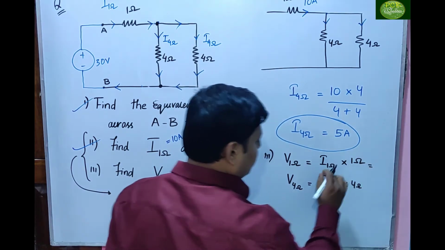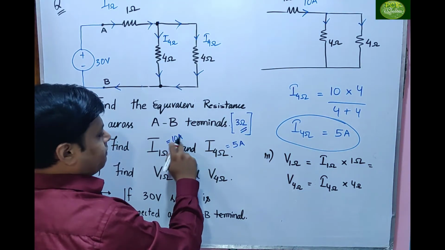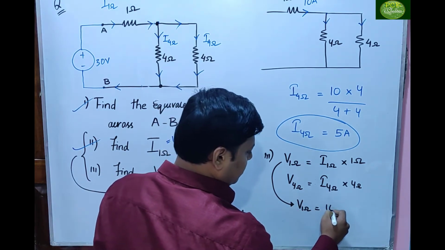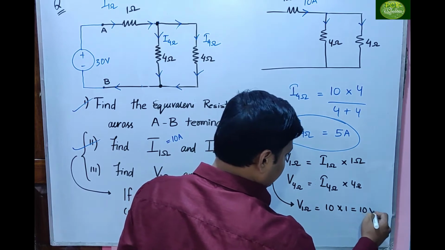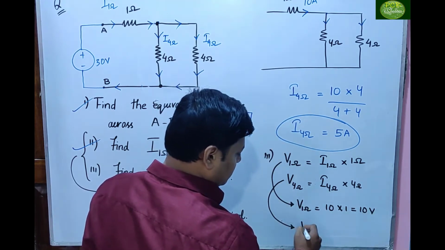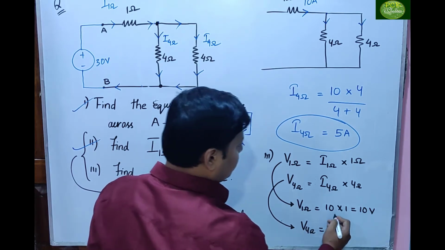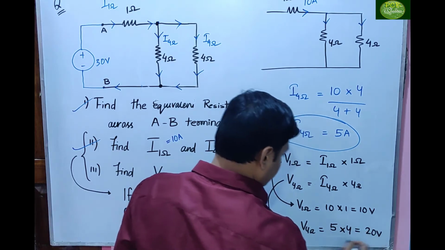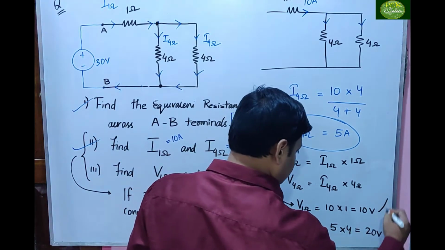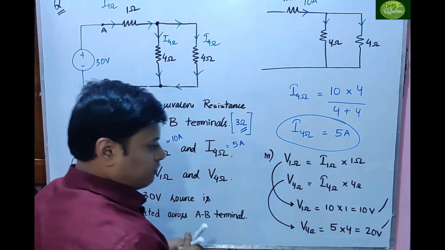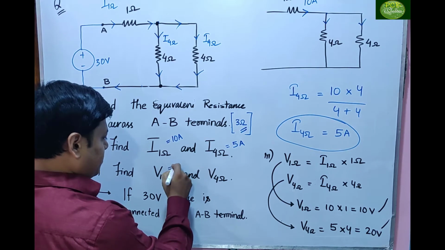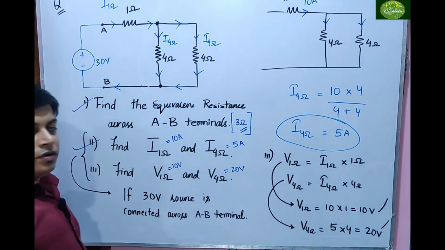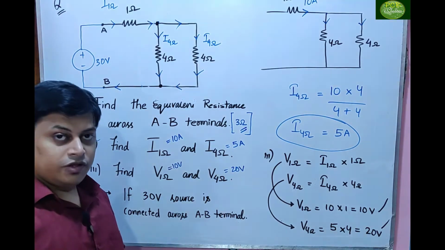What is the answer? What is the I1? What we have got? 10. So what we will write on this one? V1 ohm equals to 10 into 1, that is 10 volt. Similarly, what I will write on this one? V4 ohm equals to I4 ohm, that is 5 multiplied with 4, that is 20 volt. This is your answer. So what will be the V1 ohm? 10 volt. What will be this one? 20 volt. This is the answer of this circuit. You can make a note of it.